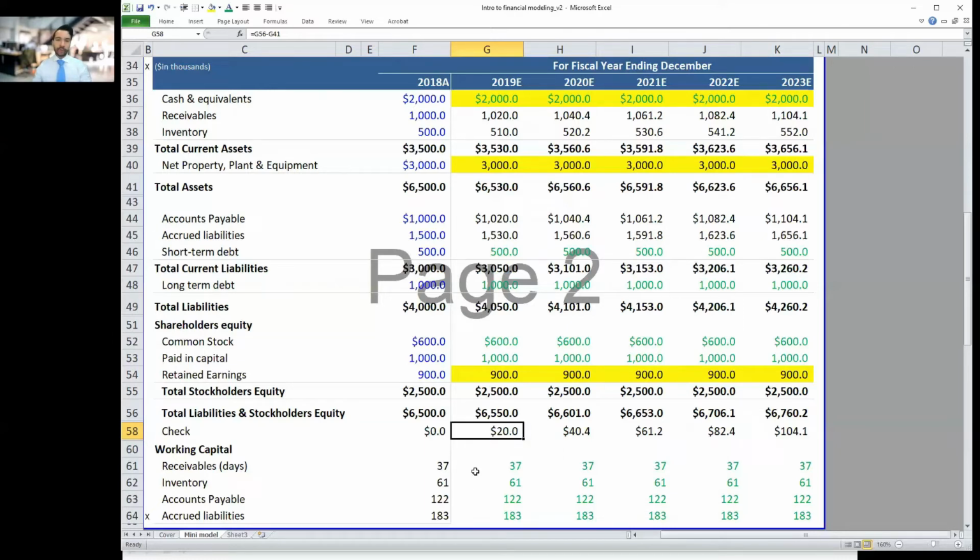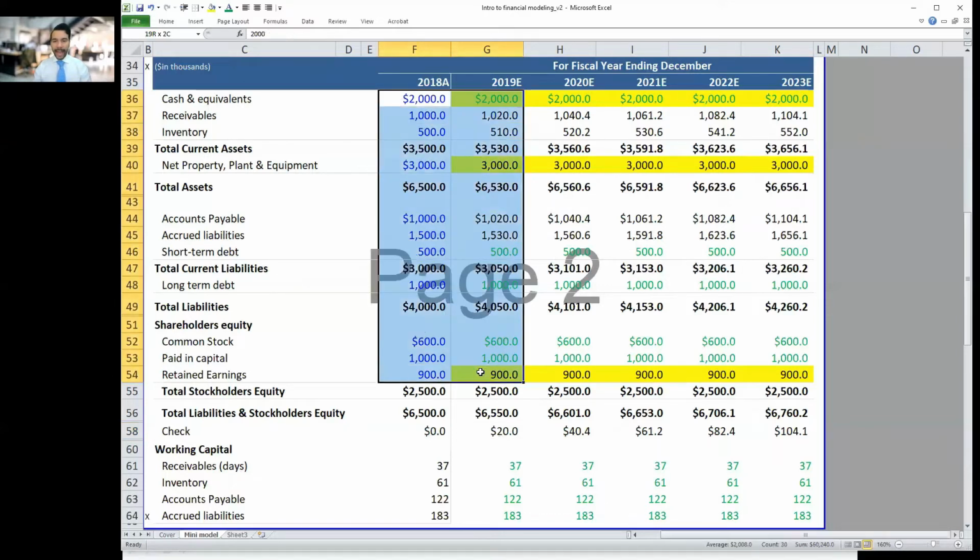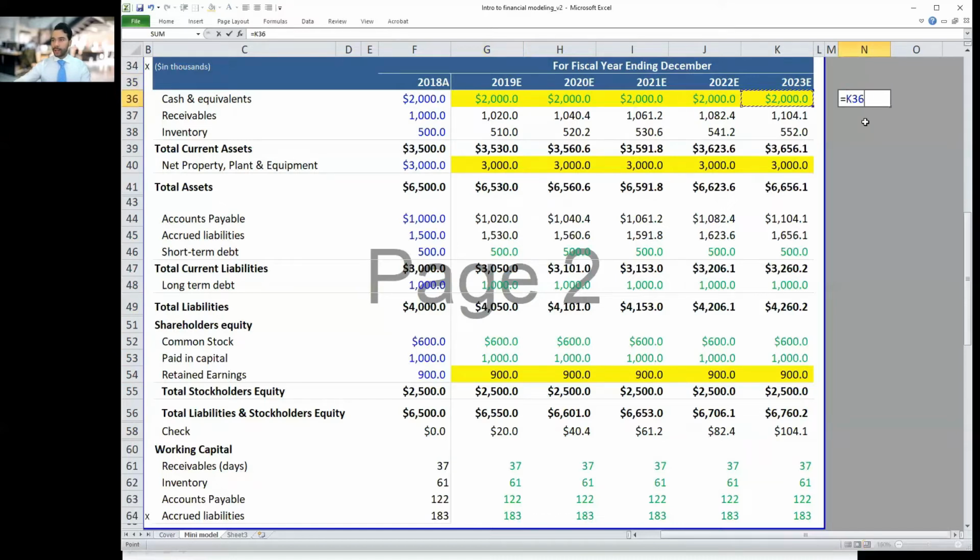So we don't balance by 20. How can we figure this out? Well, I'll walk you through a very simple, quick way of figuring it out. We need to find which line item over here has a change or a variance from 2018 to 2019 of 20. Let's go to column N, and let's calculate the change from 2019 to 2018 for each individual line item.